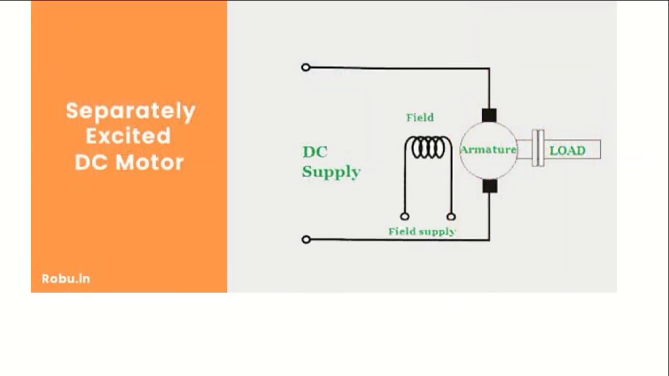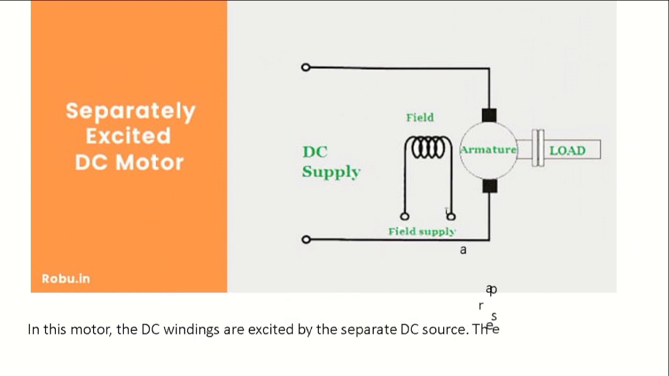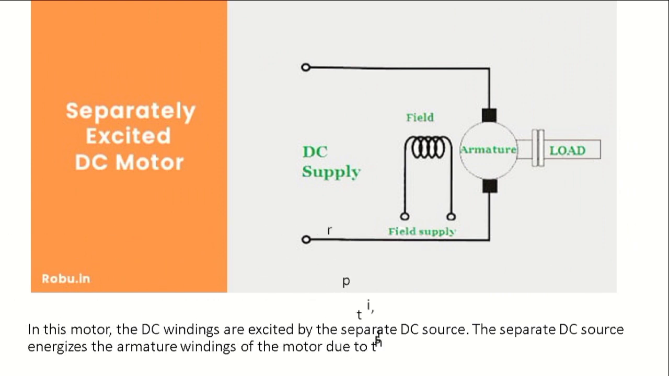Types of DC motor. As per the chart, based on its construction and electrical connection, the DC motor has different types. 1. Separately excited DC motor. In this motor, the DC windings are excited by a separate DC source. The separate DC source energizes the armature windings of the motor. Due to this, it produces the flux.